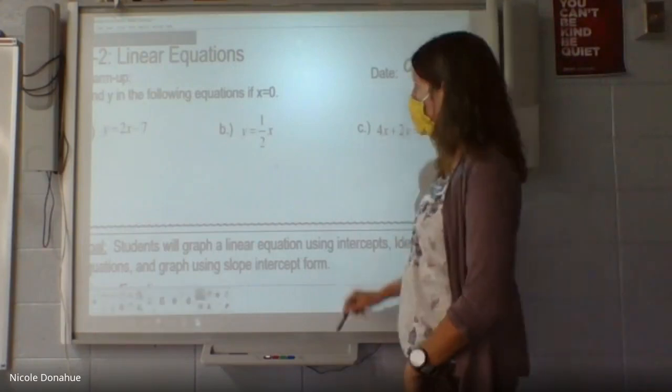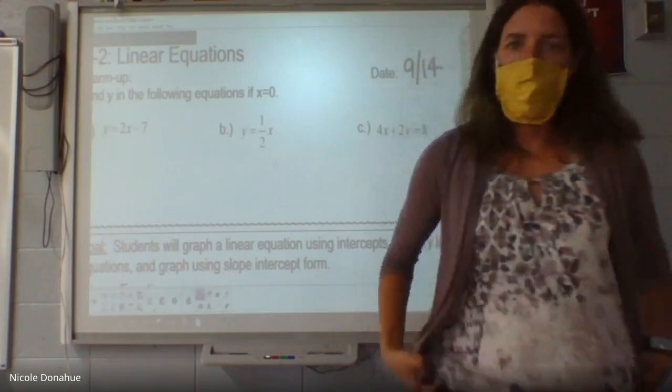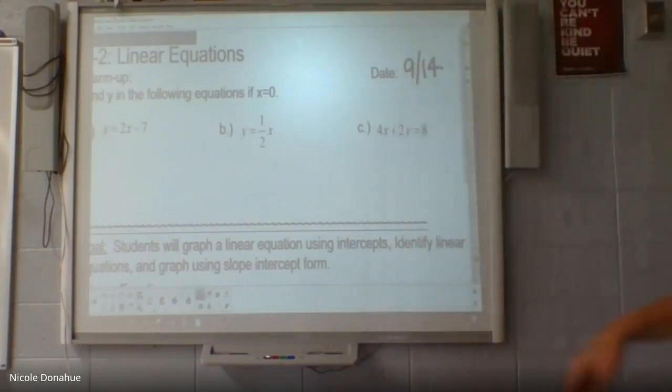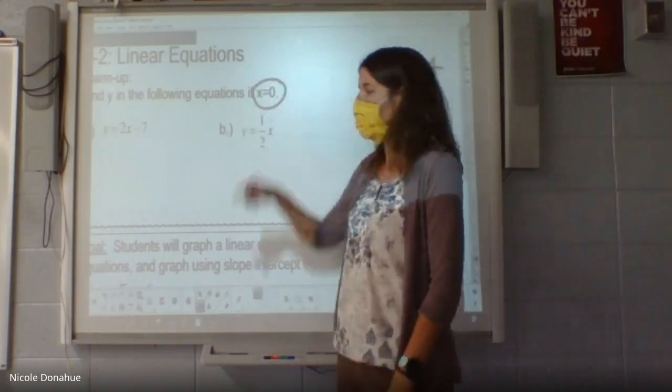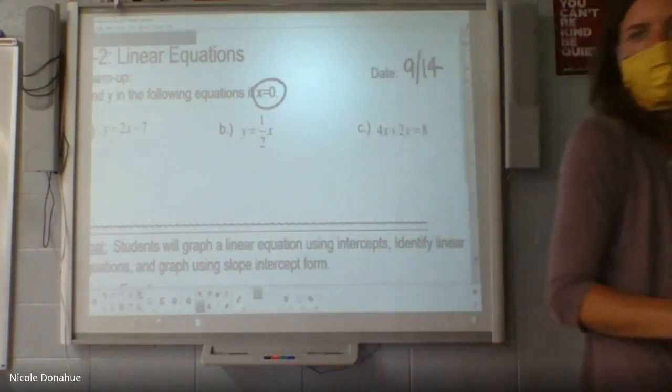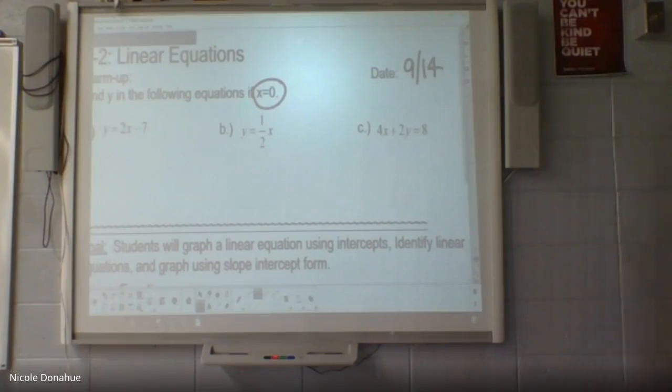Alright, so the warm-up question asks you to find the y in the following equations if x equals 0. So they're telling you that x is 0, and they want you to find the y value. So if you know x is 0, can you find the y for a, b, and c there?